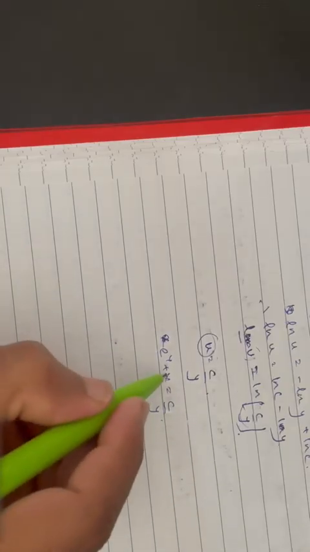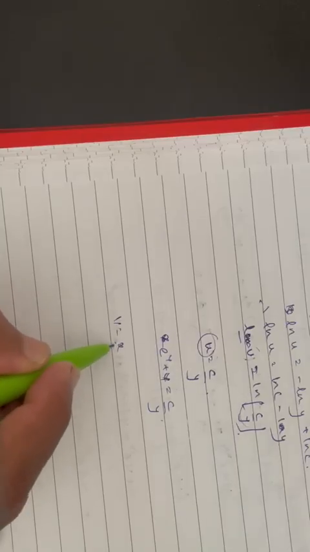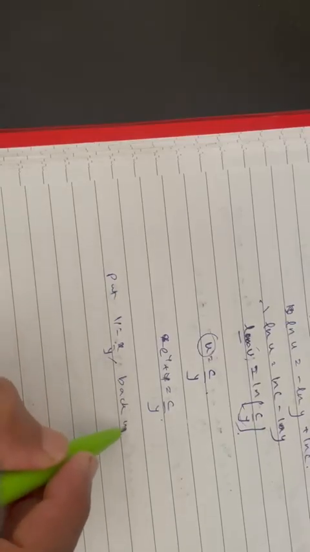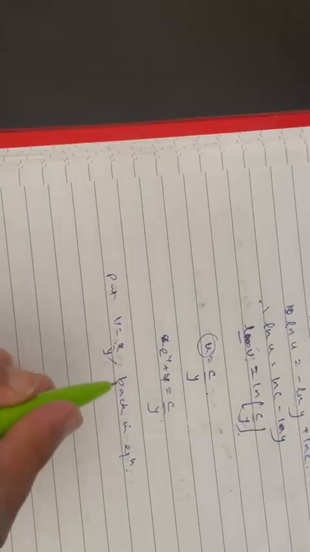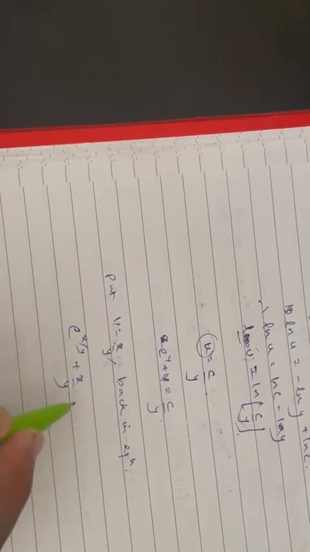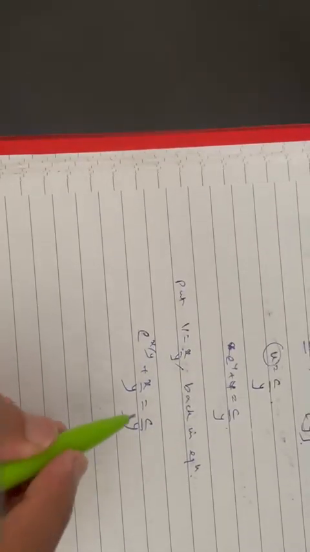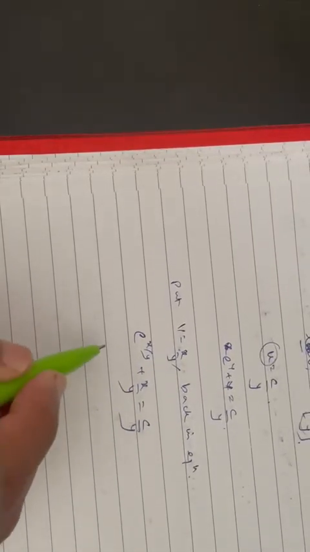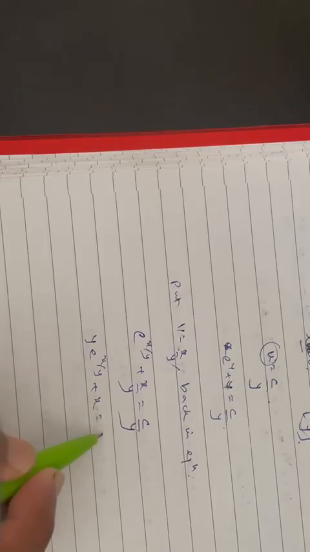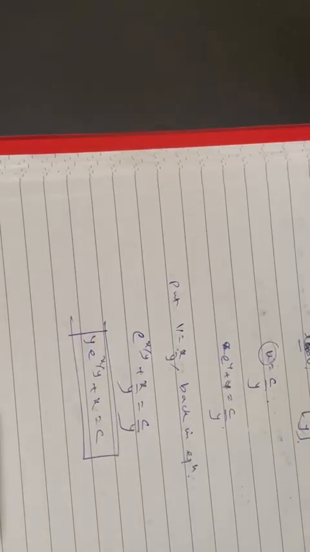So put our equation back in here. What was v? v was x upon y. Pardon my handwriting. e^(x/y) plus x upon y equal to c upon y. We can further simplify it by multiplying y on both the sides. y times x upon y, so this y will go away and it will remain only x, and here remain only c. So this is our final answer.